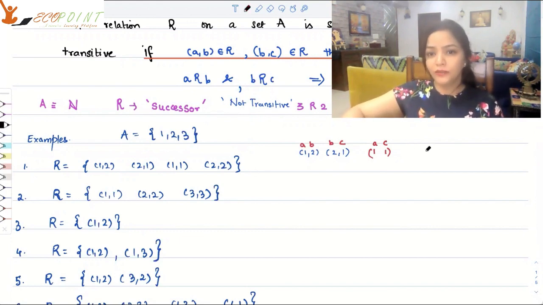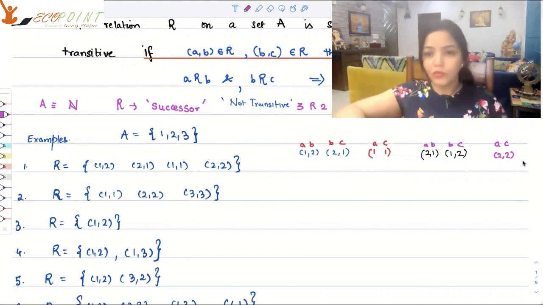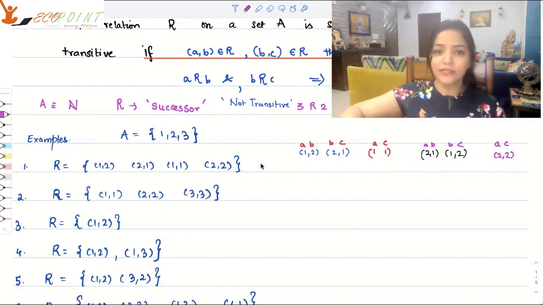So if you take (2,1) first, and then you take (1,2). So this situation becomes like, this is AB, this is BC, so AC should be there. And clearly AC is there. AC turns out to be (2,2). And (2,2) is a part of the set. So therefore, for all possible combinations of AB, BC, you have to check whether AC is happening or not. That's happening here. So this is a transitive relation.